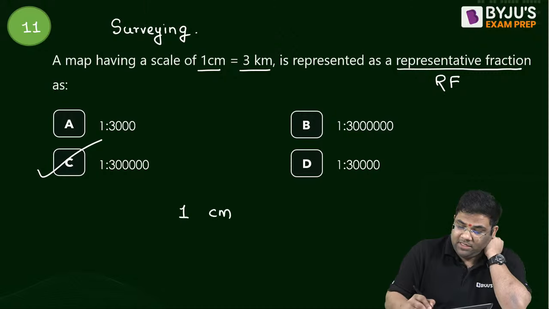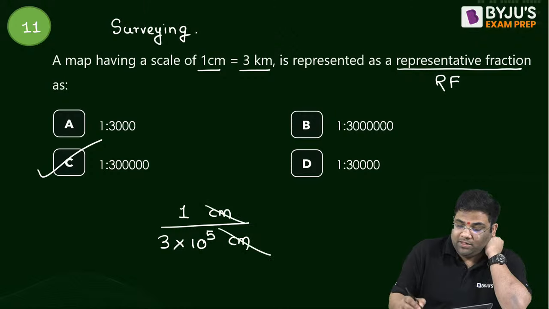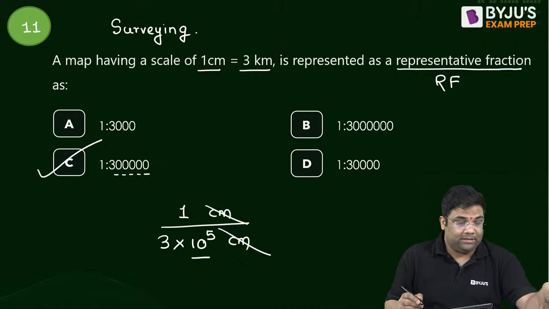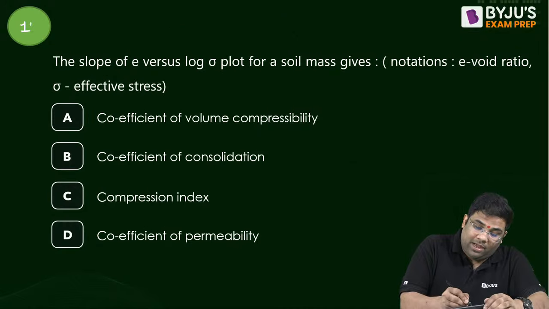1 centimeter. You have to cancel the unit. So 1 kilometer is what? 10 to the power 5 centimeter. So cancel the units. Very easy. 5 zeros. 1, 2, 3, 4, 5. Yes. Next question. Question number 12.